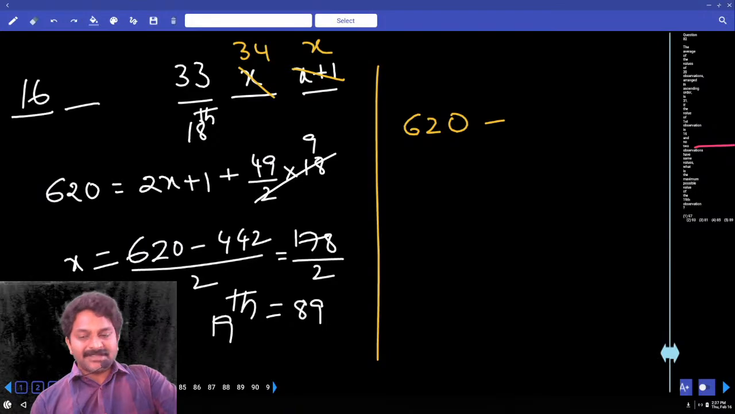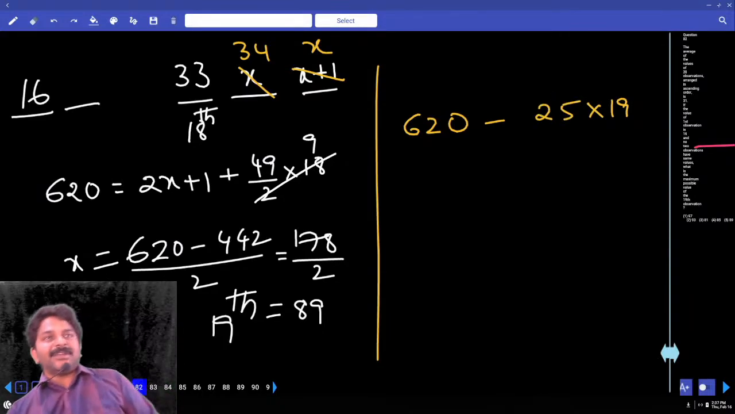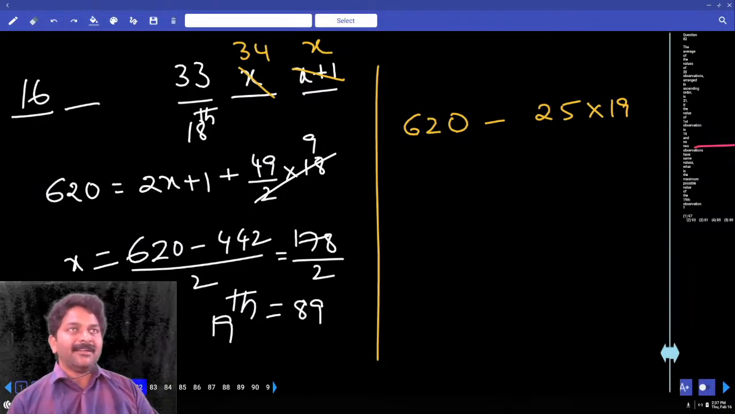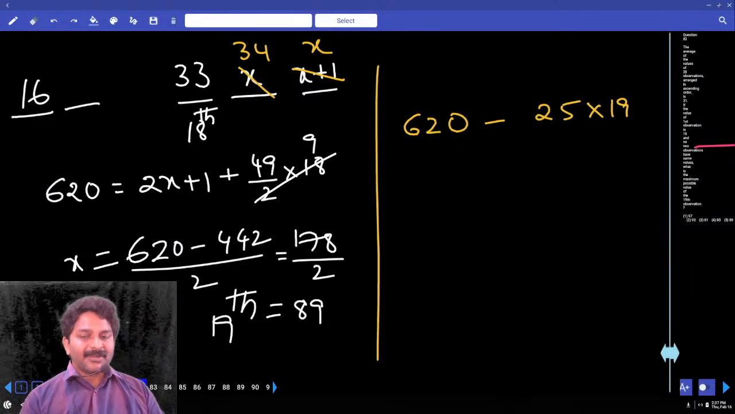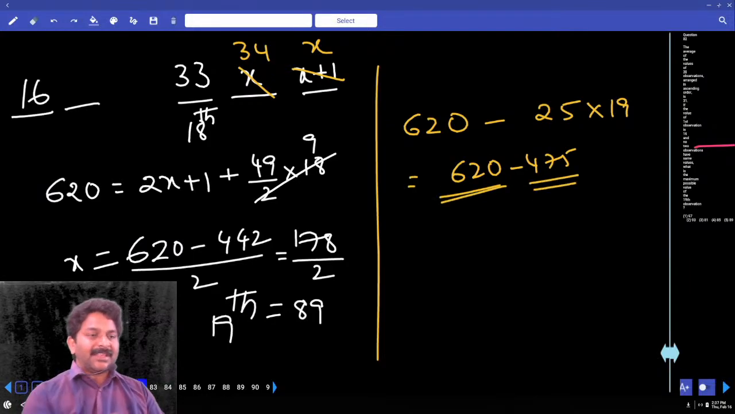సమ్ ఆఫ్ 19 నెంబర్స్ అంటే యావరేజ్ మల్టిప్లైడ్ బై నంబర్ ఆఫ్ నంబర్స్ 19. యావరేజ్ అంటే ఫస్ట్ నెంబర్ ప్లస్ లాస్ట్ నెంబర్ బై 2. 16 ప్లస్ 34 by 2, దట్ ఈజ్ 25. 25 19 టైమ్స్ అంటే 20 టైమ్స్లోంచి 1 టైం తీసేద్దాం. 20 టైమ్స్ అంటే 500. 1 టైం అంటే 475. 620 మైనస్ 475. 500 కంటే ఇది 120 ఎక్స్ట్రా, ఇది 25 లెస్.